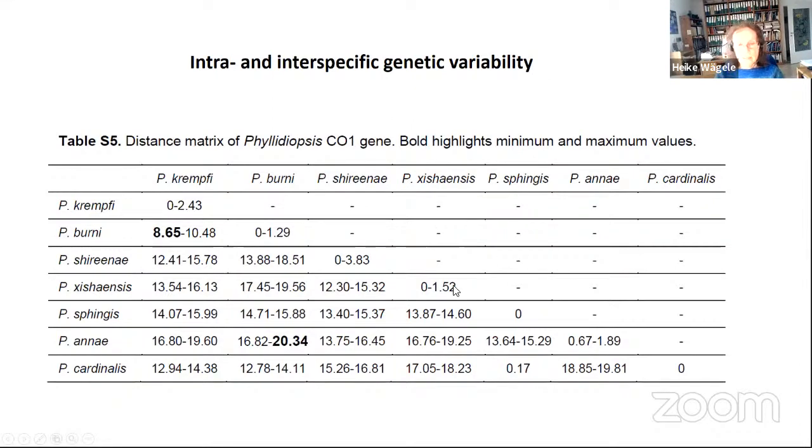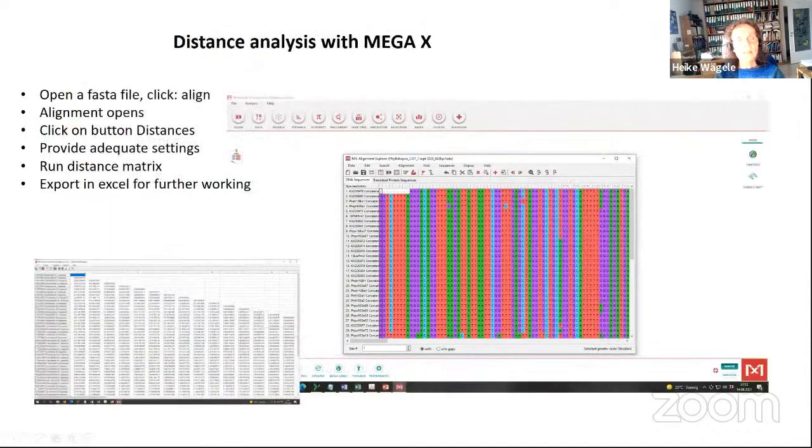And you can run this distance analysis in MEGA. That's why MEGA is also helpful. It has many, many features. How do you do this? You open the FASTA file, or you open this actually with the data.